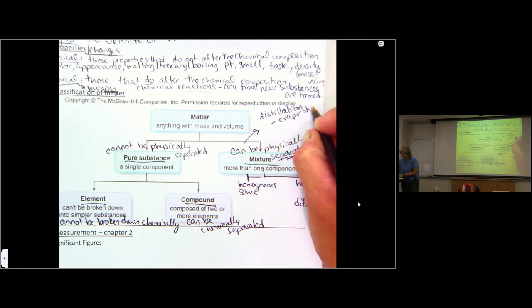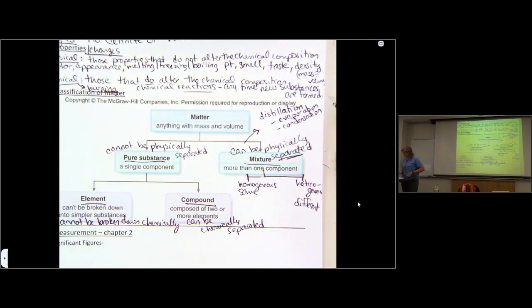That's what that includes. What if I just had muddy water? How can we separate muddy water? Settle, filter, filtration, okay?